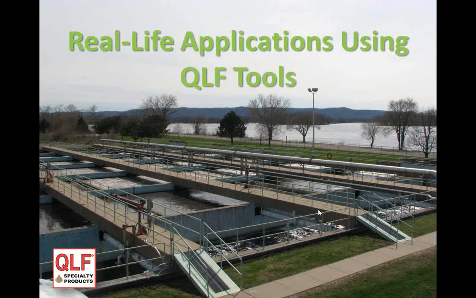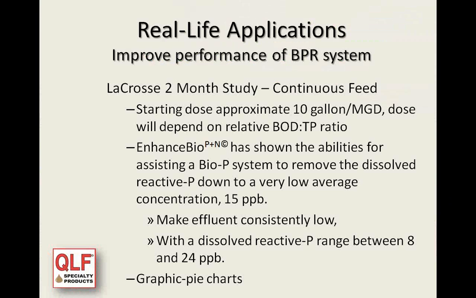We're going to look at real-life applications now. At La Crosse, we did a 2-month study where we fed continuously. It was about 10 gallons per million-gallon dose, and that's generally where we like to start our dosing when you're looking to improve the performance of a BPR system. But that's going to be relative to your BOD to phosphorus ratio. The lower that is, the higher the dosage rate is going to have to be, and vice versa: the higher this ratio is, the lower the dosage.